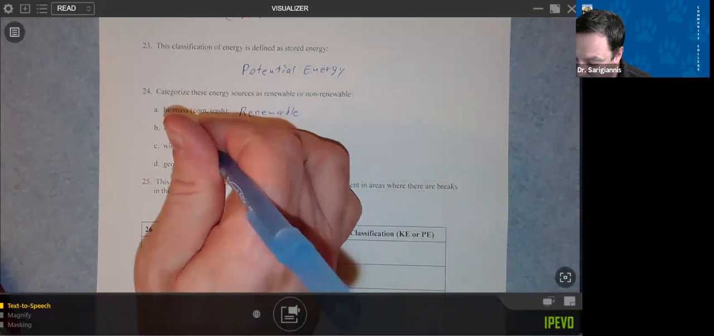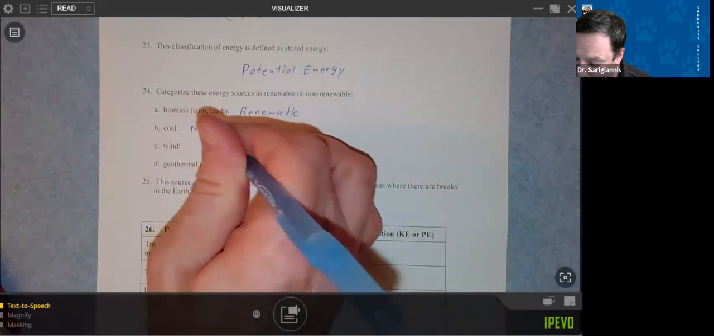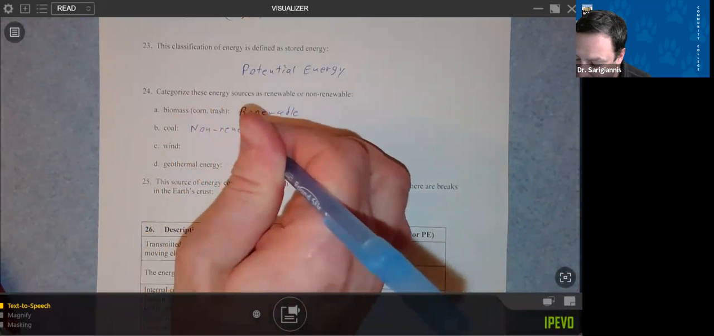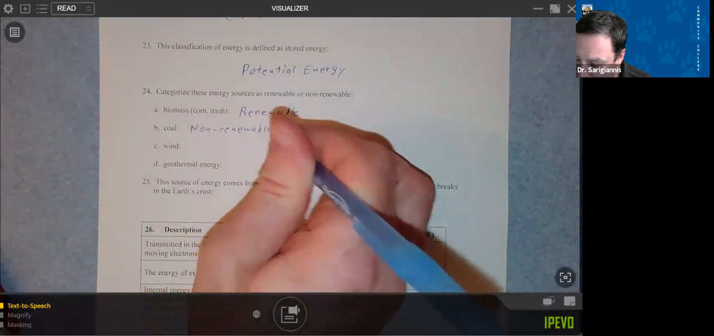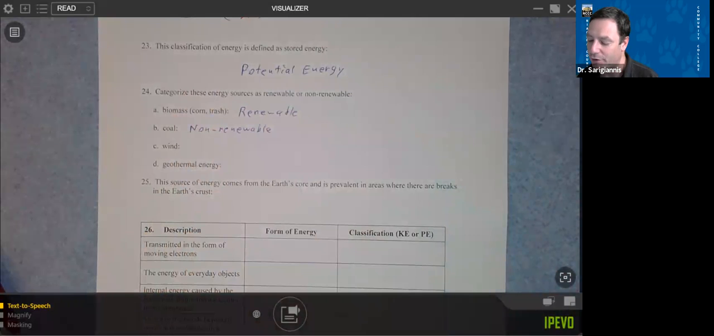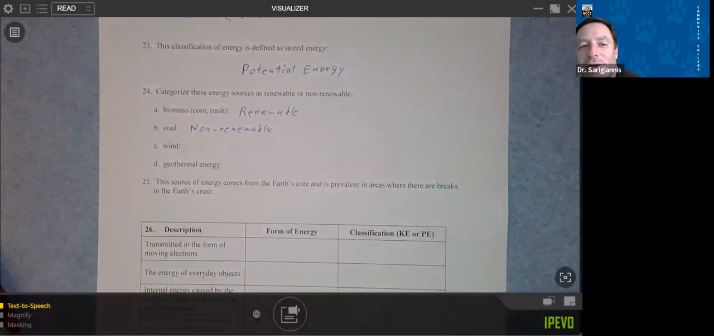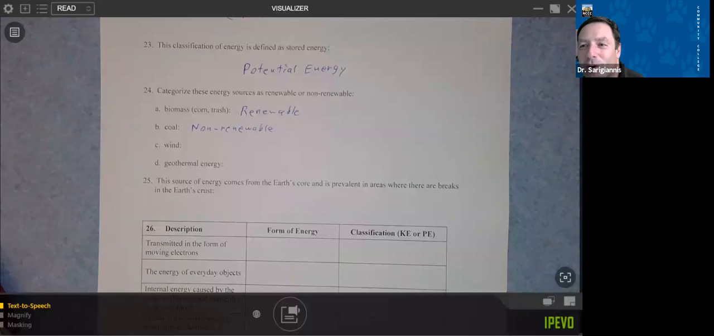Coal, this is a non-renewable source. So, in theory, you find a vein of coal, once you dig that all up, that's it. It doesn't regenerate in that spot. There's no regeneration of coal in any reasonable time frame.